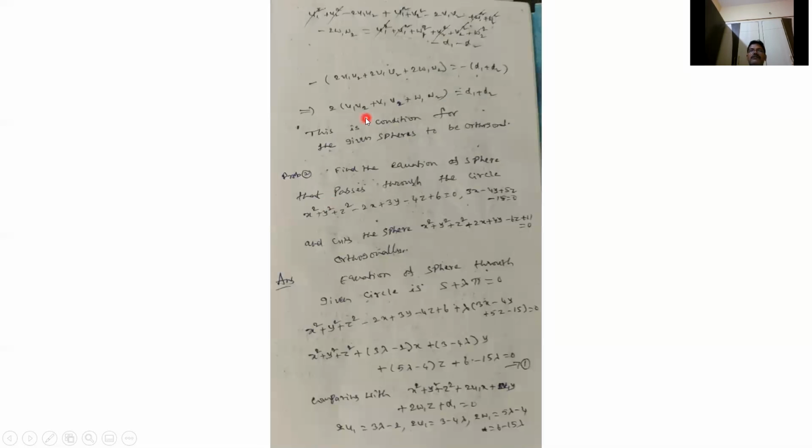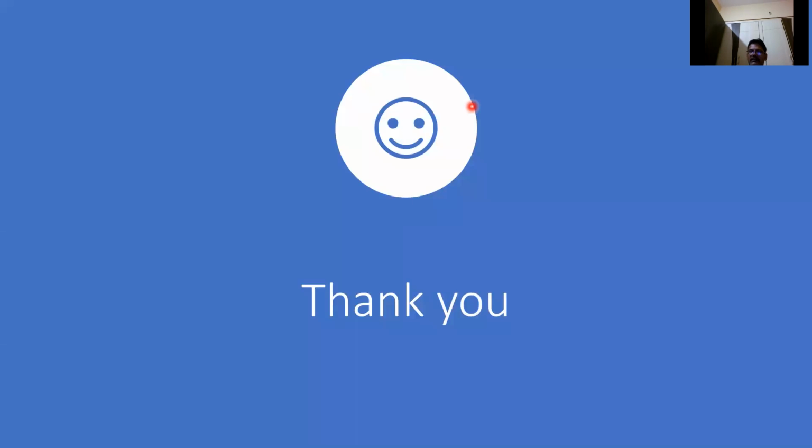What is the condition for orthogonality? Two spheres are orthogonal if 2 times u1 u2 plus v1 v2 plus w1 w2 equals d1 plus d2. This is the orthogonality condition. Thank you.